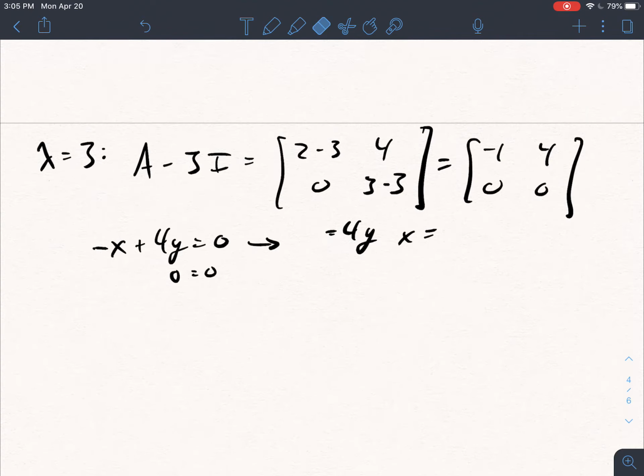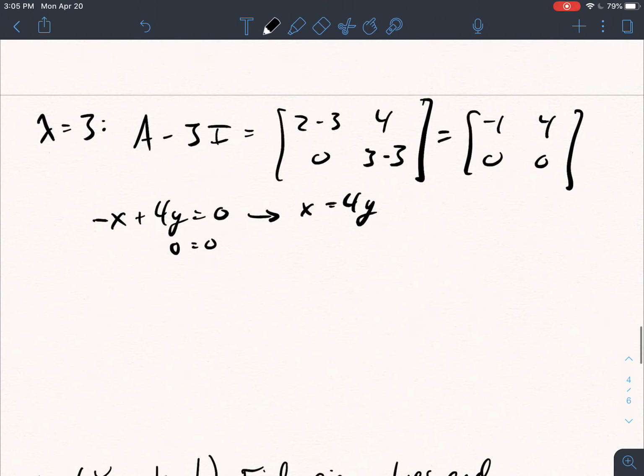The first equation becomes x is equal to 4y, or x is equal to, well, actually, no, this is fine. This is good enough.